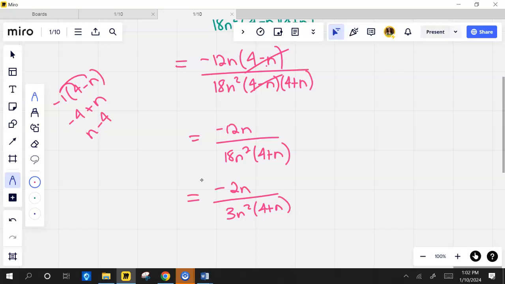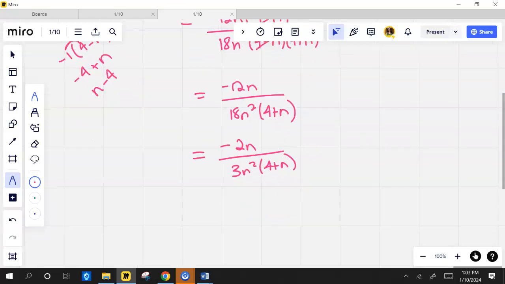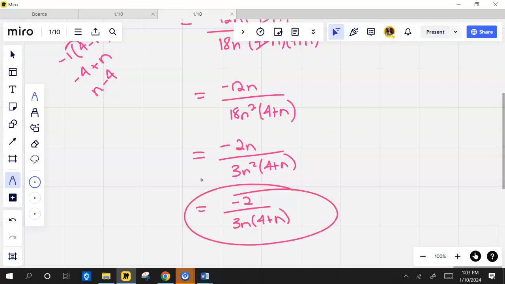I can also take an n out. Remember those exponent properties if it's in the top and the bottom? So I've got an n up top, 2 n's in the bottom. That leaves me how many n's where? 1 on the bottom. So I get negative 2 over 3n times 4 plus n. And now I'm simplified. Yeah, because this was 2n over 3n squared, and so one of them can cancel.